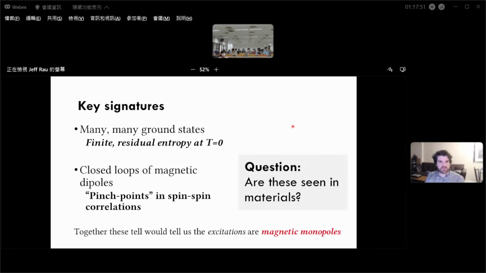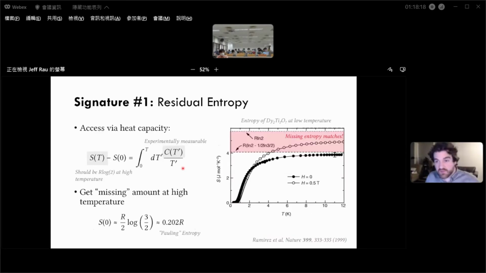Well, we have many, many ground states, so we end up with this finite residual entropy, and we have these closed loops of magnetic dipoles, which basically are going to endow these spins with some sort of very long-range correlations. So the ground state should show up as some finite residual entropy as T goes to 0. These closed loops of dipoles should show up in spin correlations, and in particular should show up in the static structure factor, right? Both of these things are seen in materials.